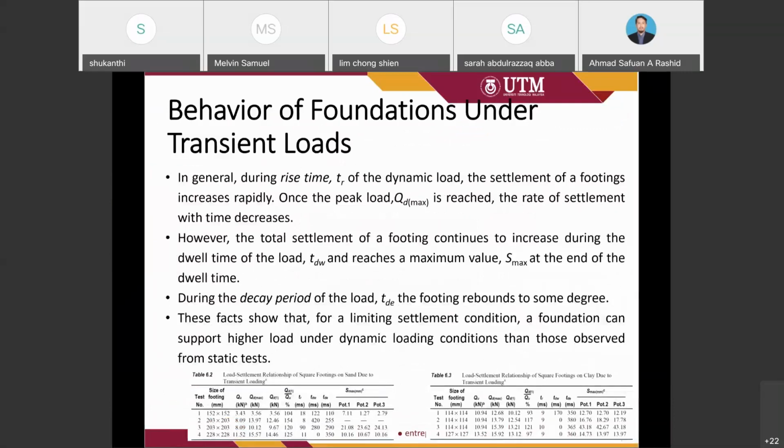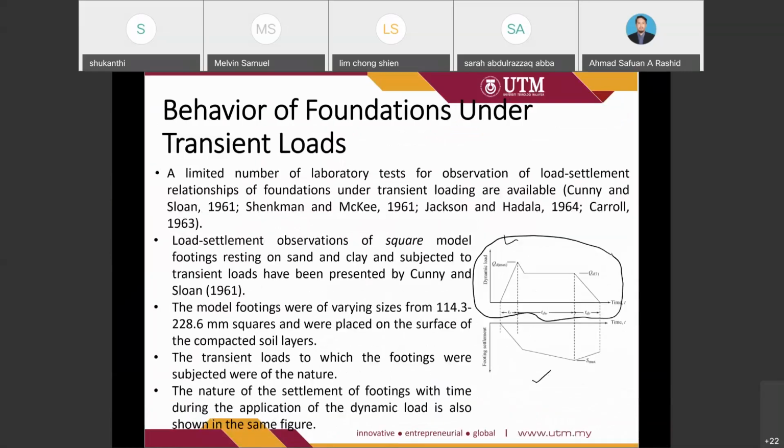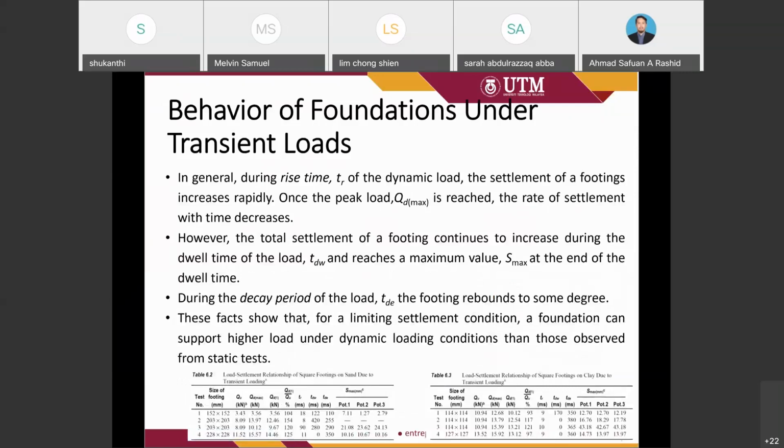In general, during the rise time, TR, of the dynamic load, when they increase the load, the settlement of the footing increases rapidly. That is normal behavior. When we increase the load, definitely the settlement will also increase. When the load reaches its maximum, the rate of settlement will decrease with time.